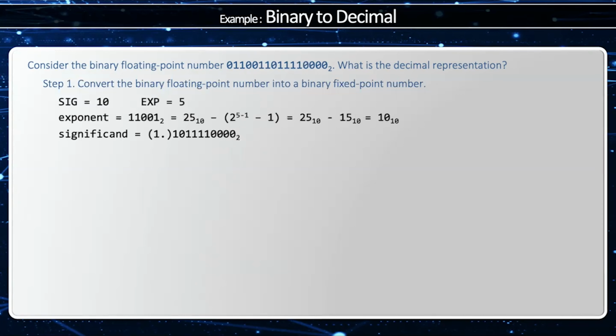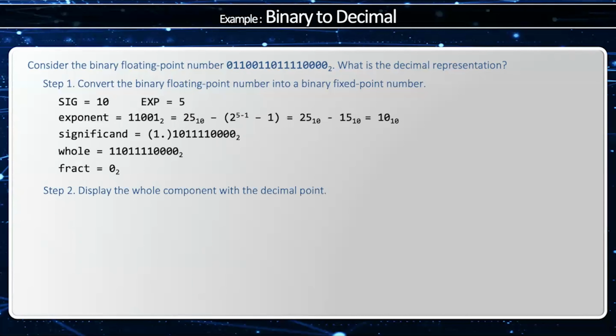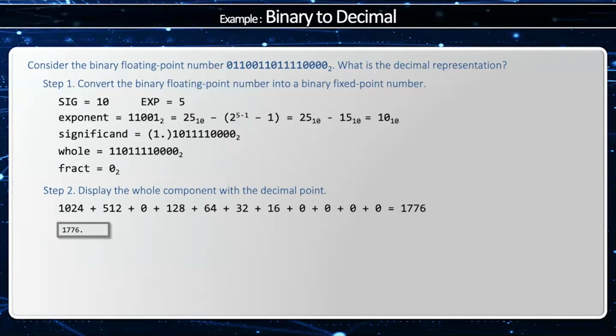So my significand is 1 point, and then the last 10 digits, and don't forget, I've got to move the decimal point to the right 10 digits. So basically, I'm taking the whole significand and putting it in the whole number component, which means the fraction component is going to be 0. Now I'm going to display the whole component, and the whole component is 2 to the 10 plus 2 to the 9, not 2 to the 8, but 2 to the 7, 2 to the 6, and so on. Add that all up, and it's 1776. So I'm going to display 1776 point, and then the fractional component, which is just 0, and that's going to be the result of that floating point number.